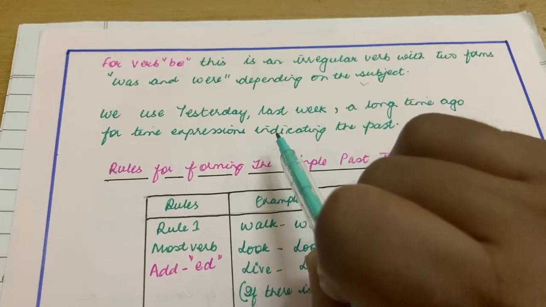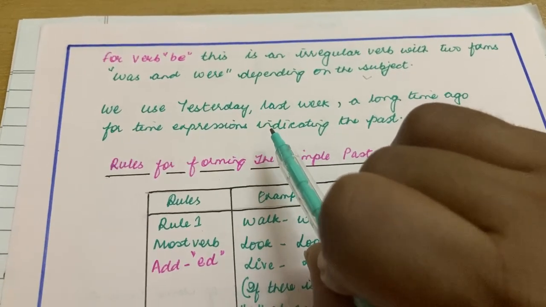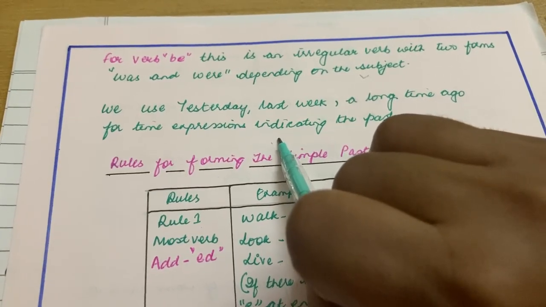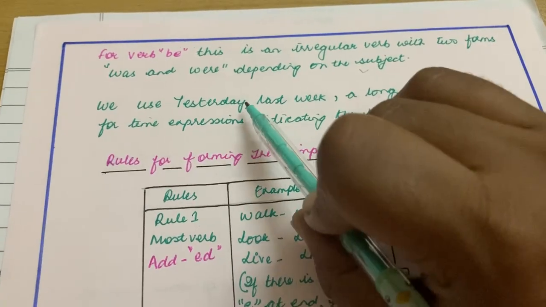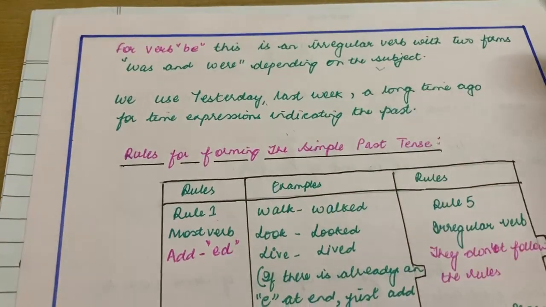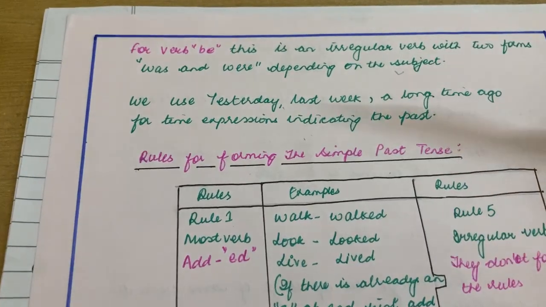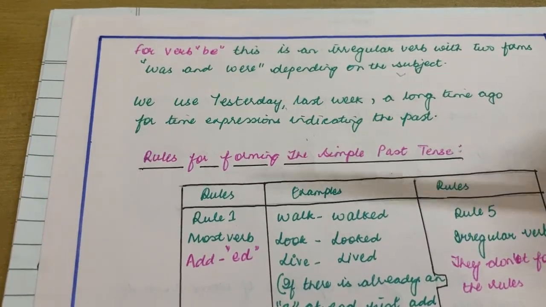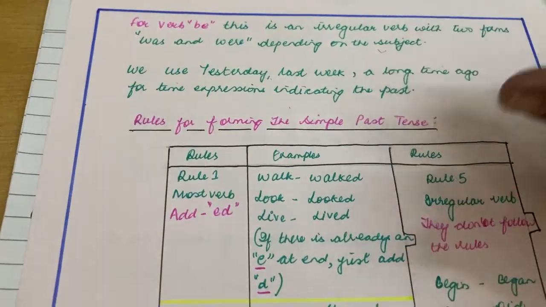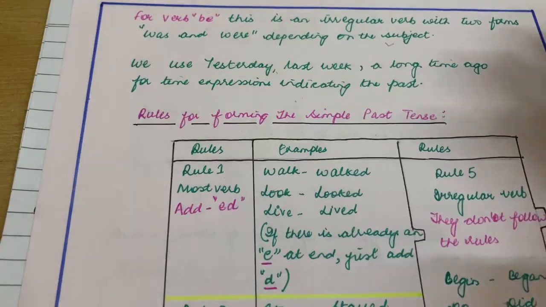And then to denote time expressions for any action that has happened in the past, we use words like yesterday, last week, a long time ago, etc. These are the words that we use to indicate the action or event that has happened in the past. So when we change any verb to simple past tense, there are a few rules.